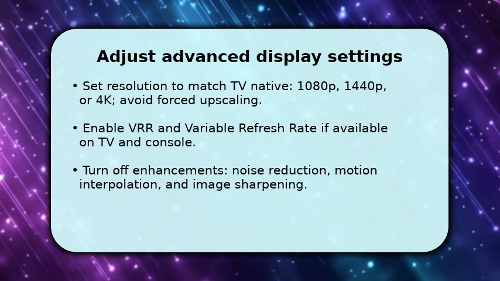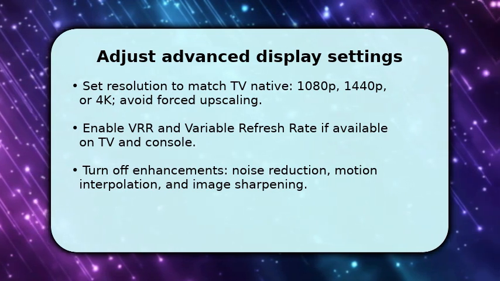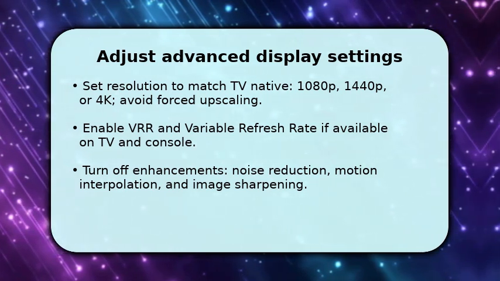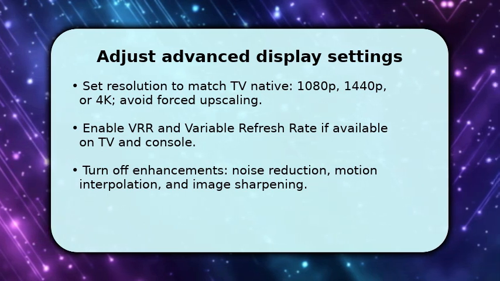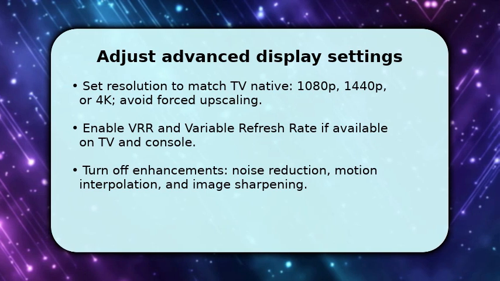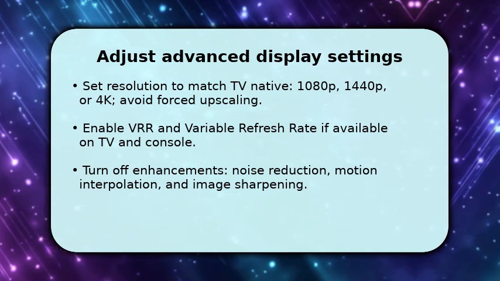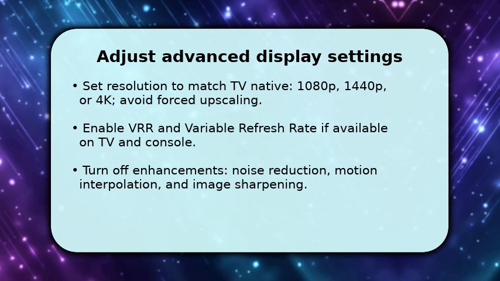Match Xbox output to your TV's native resolution to avoid internal scaler delay. Select 1080p, 1440p, or 4K accordingly. Enable variable refresh rate on both console and TV to sync frames and reduce stutter.